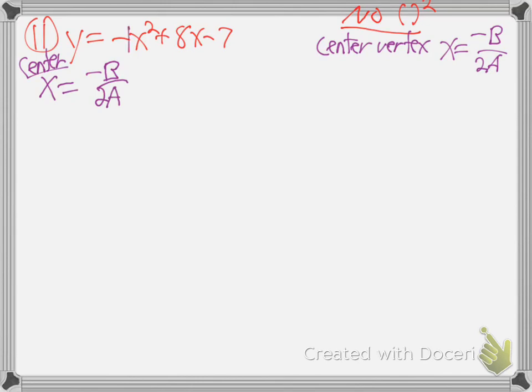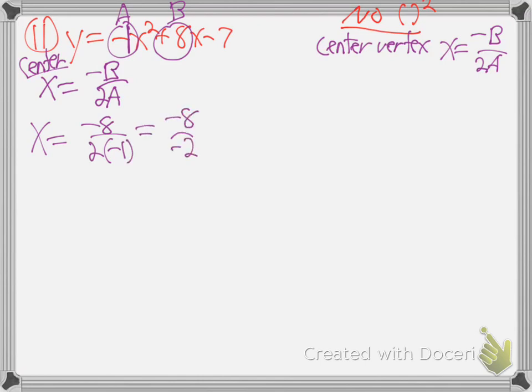Now what do we mean by that? So here a is negative 1, b is 8. So x is negative b, negative 8, over 2 times a, 2 times negative 1. So that's negative 8 over negative 2. So x is positive 4, isn't it? So we got x.